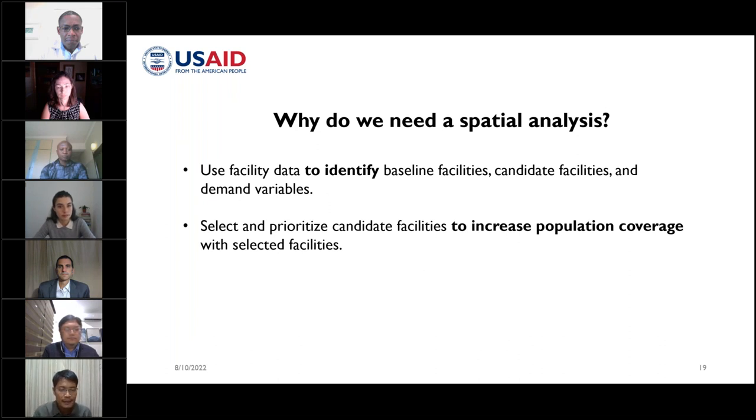So to expand the diagnostic network, first we need to identify where those testing facilities are located and what are the potential sites that we should expand the GeneXpert testing. And again, we also need to know how we can increase the population coverage. So with those regions, we conducted that spatial analysis. Next slide, please.